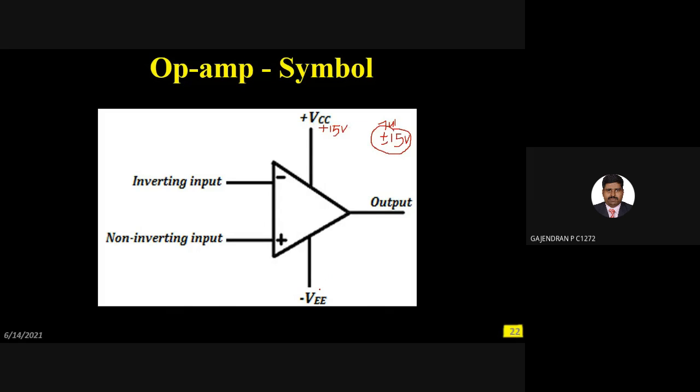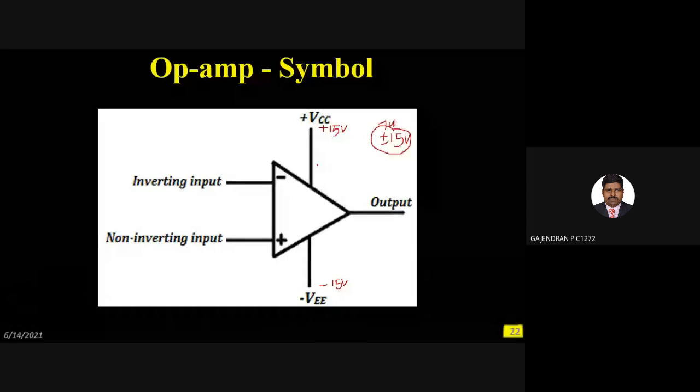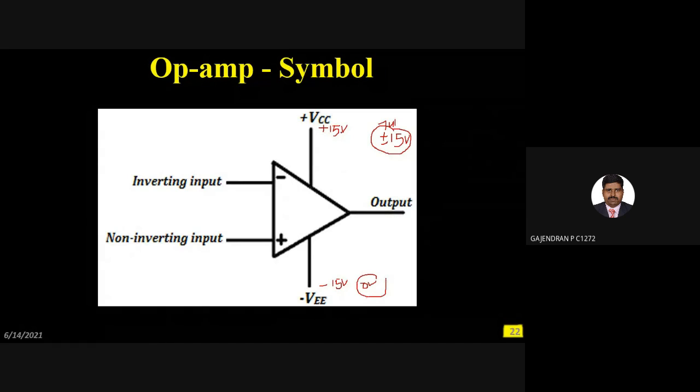What about here? Minus 15. Clear? So mostly we will give the same magnitude of voltage with opposite polarity, always plus or minus 15. There are some other ICs where we will have a supply here, and this point, minus VEE, may be connected to the ground. That kind of IC is also available.